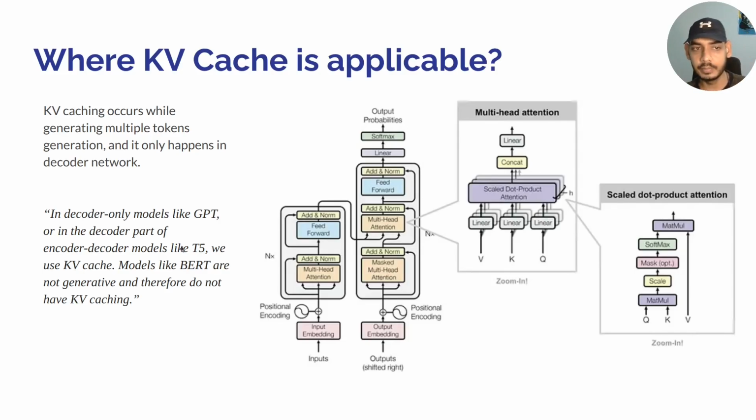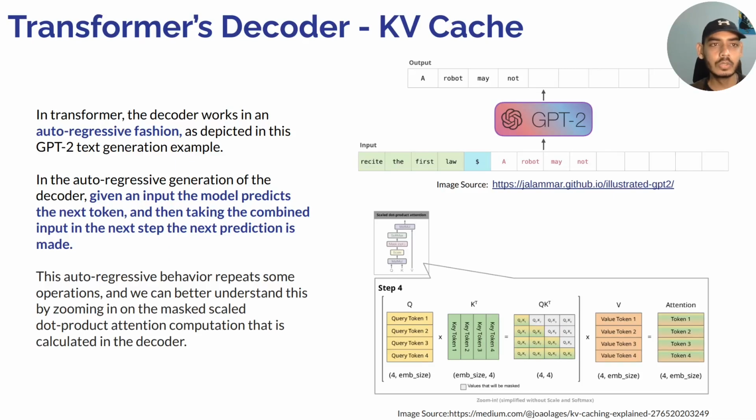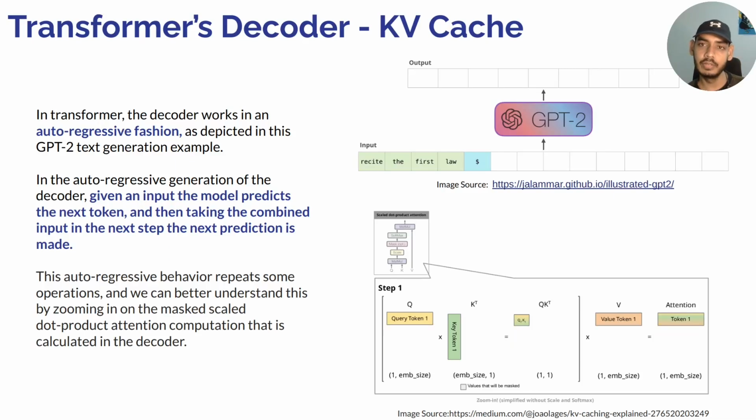Just to reiterate, decoder-only models like GPT, or the decoder part of an encoder-decoder architecture like T5, use KV caching, and models like BERT, which is an encoder architecture, don't use KV caching. BERT is what you can use for downstream tasks like classification, and there we cannot apply KV caching.